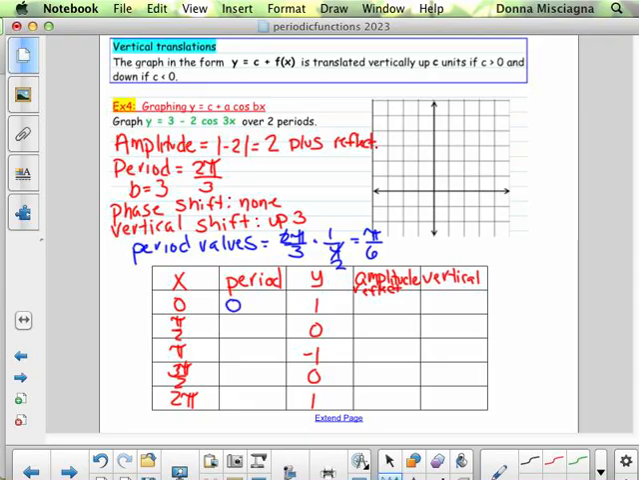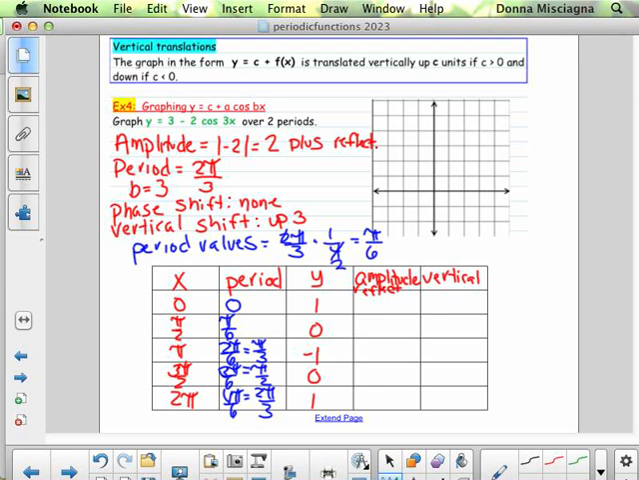So period starts at 0, and we're going to count by pi 6. So 1 pi 6, 2 pi 6, 3 pi 6, 4 pi 6. And let's go ahead and reduce the ones we can. 2 pi 6 is pi thirds. 3 pi 6 is pi halves. And 4 pi 6 is 2 pi thirds. Right?